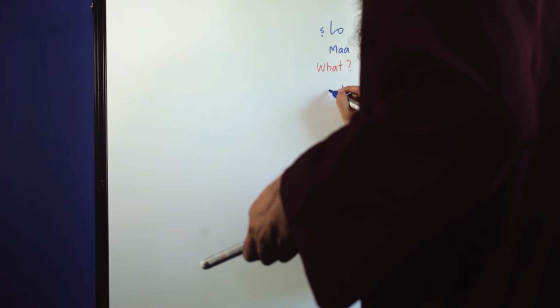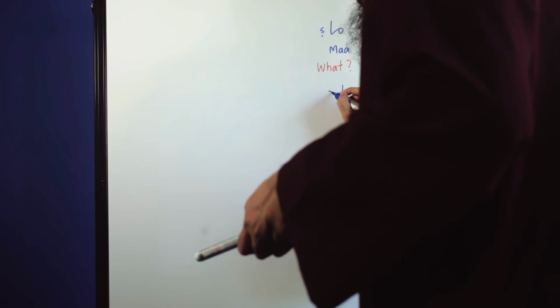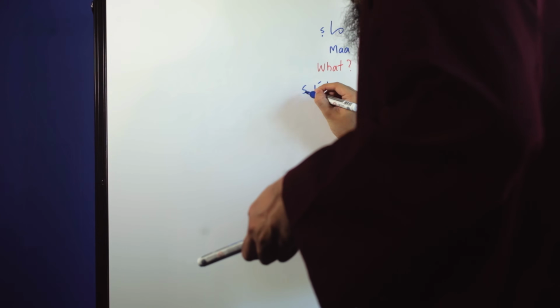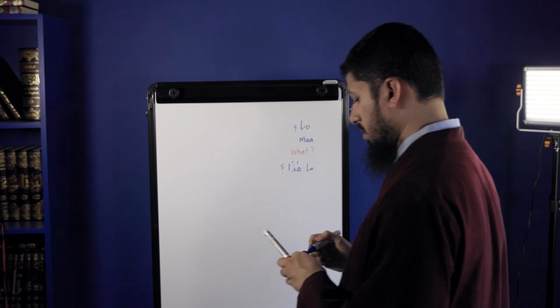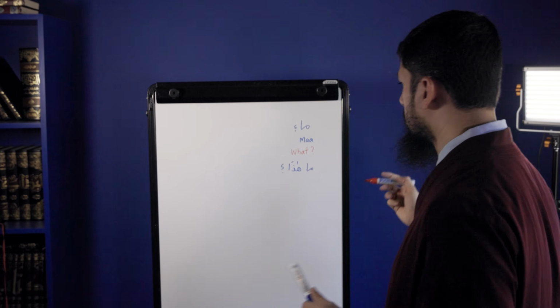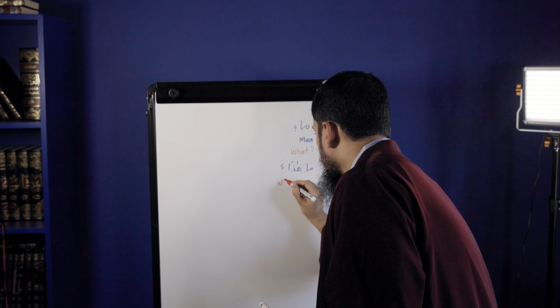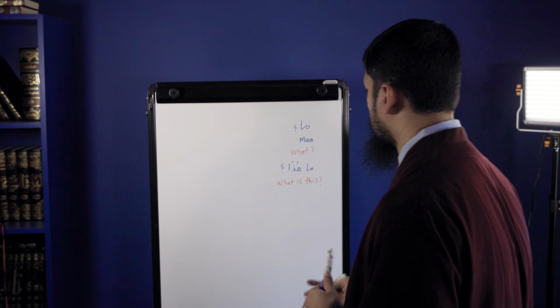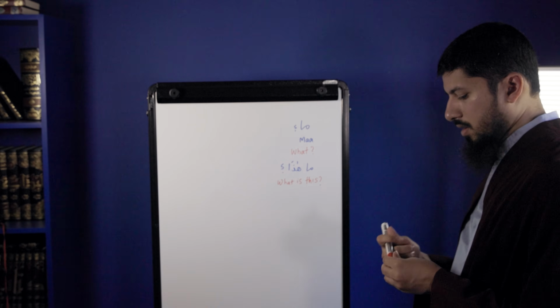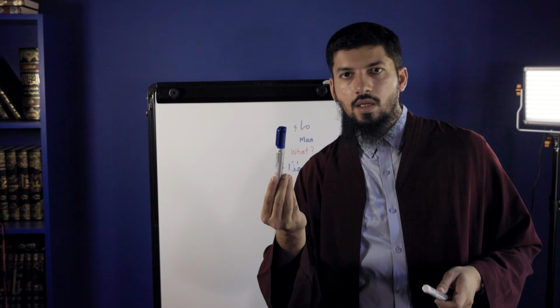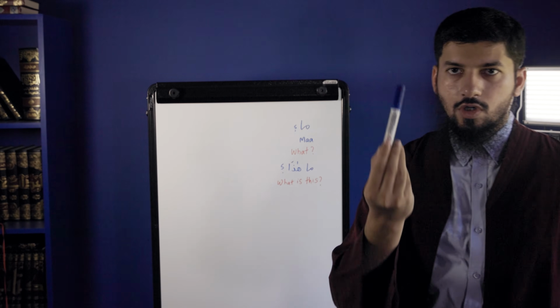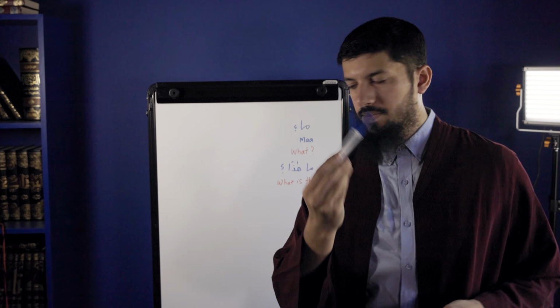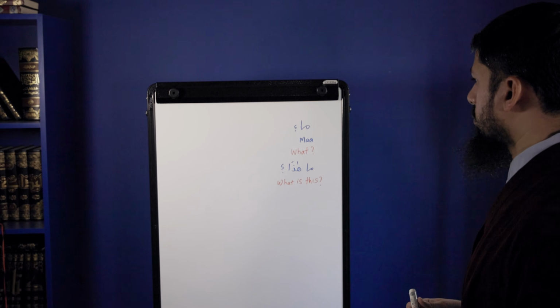ma. This is هذا. ما هذا. What is this? ما هذا. Okay. ما هذا. هذا قلم. What is this? This is a pen. طيب.